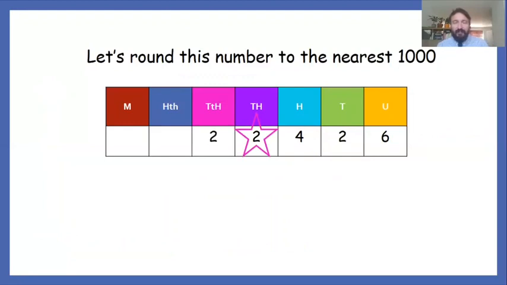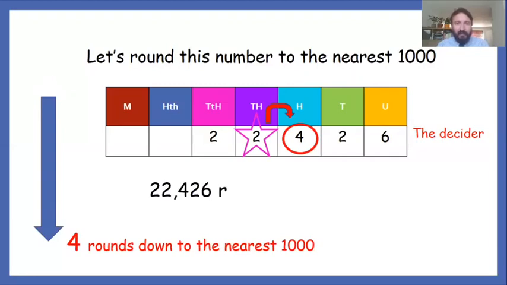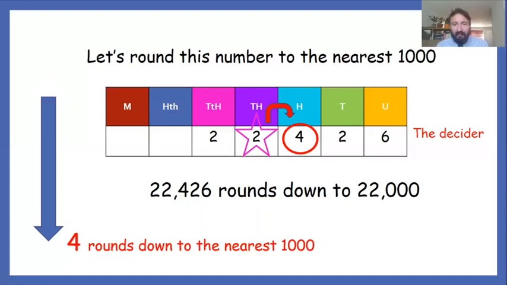Have a go at the thousands. Exactly the same method as we've been using. Let's round this number to the nearest 1,000. So we've got 2,000 identified as our star number. We've got a 4 in our hundreds. So therefore we know that this number must round down. So we have 22,426 rounds down to 22,000.